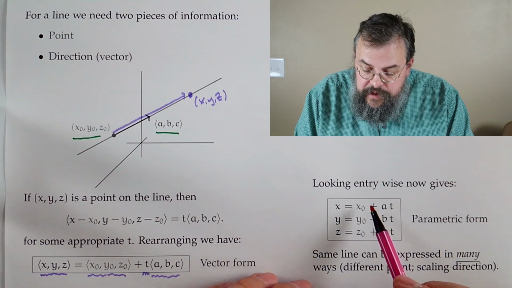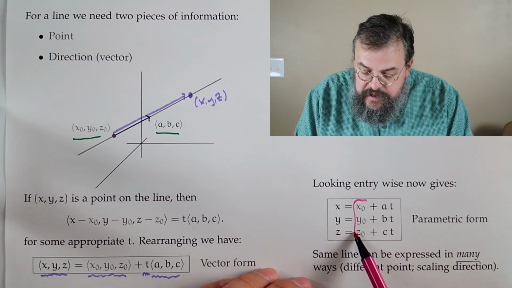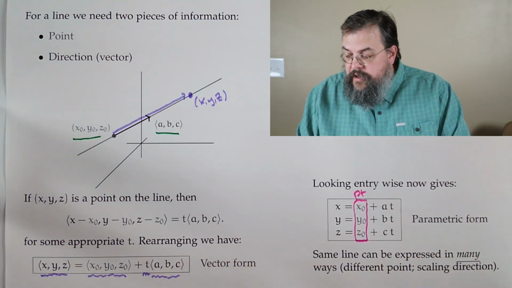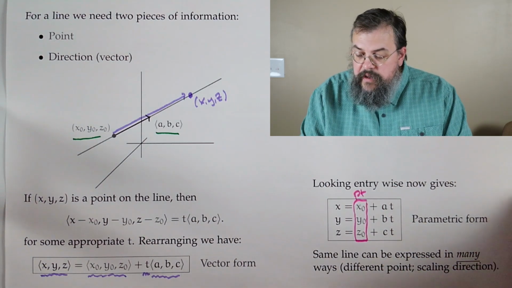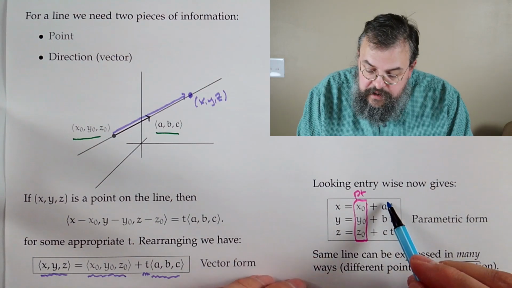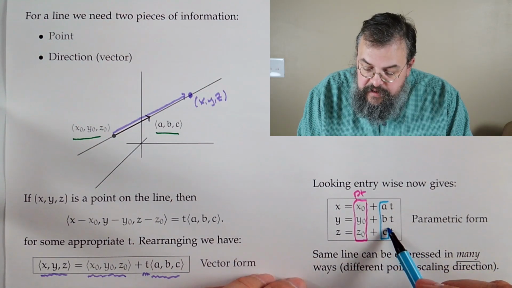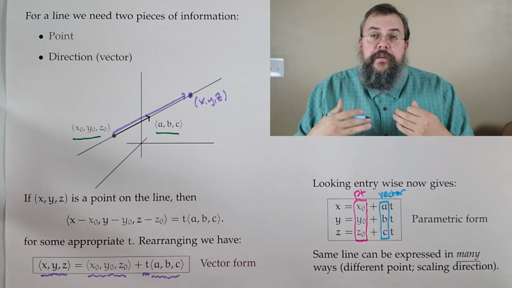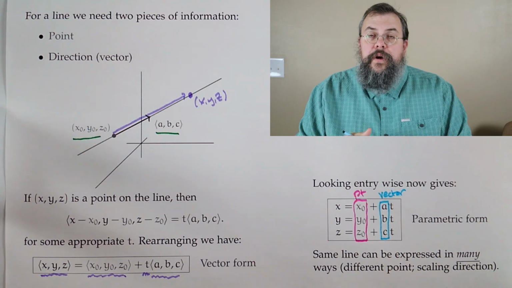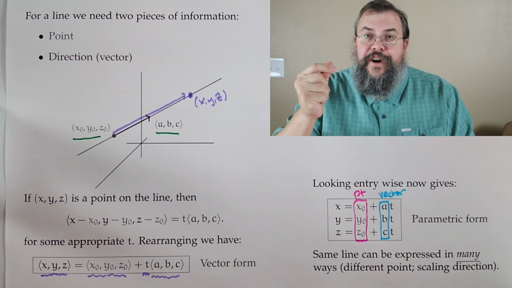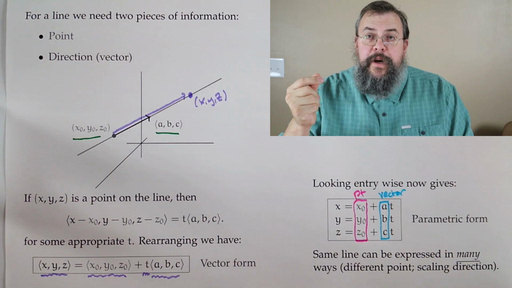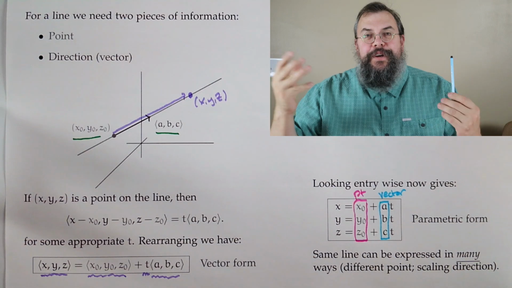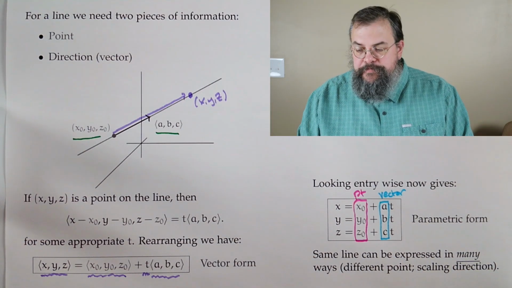Because if you look, what do you see? Well, you see that there's this column here, which is our point, and then right next to that is another column, and if you look at the coefficients of t, a, b, c, that's our vector. And so, if we're given our point and our vector, we can just instantly write down our parametric form. And if we have our parametric form, we can write down our point and our vector.